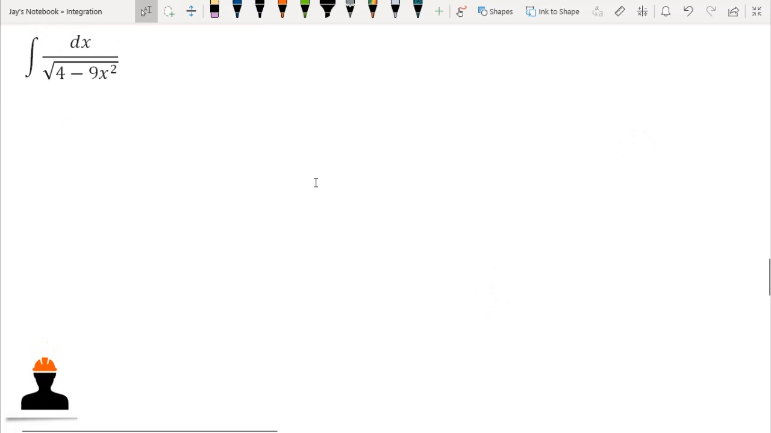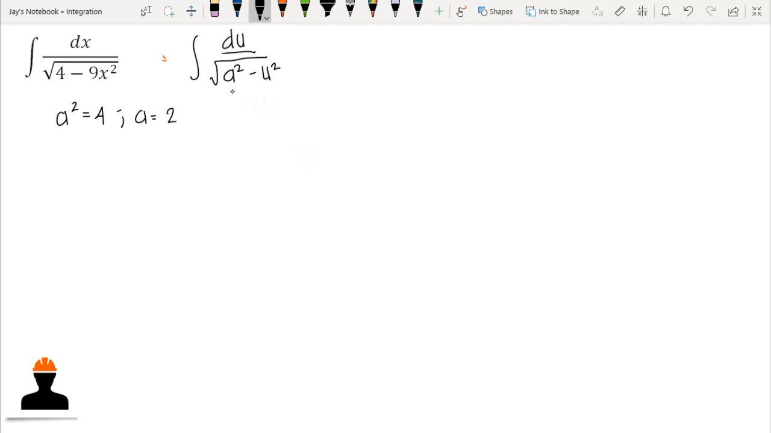We have the integration of dx over the square root of 4 minus 9x squared. Now, we know that this type of equation is similar to the integration of du over the square root of a squared minus u squared, in which our a is a constant. Therefore, our a squared here is equal to 4. If we get a, that is just the square root of 4, which is 2.